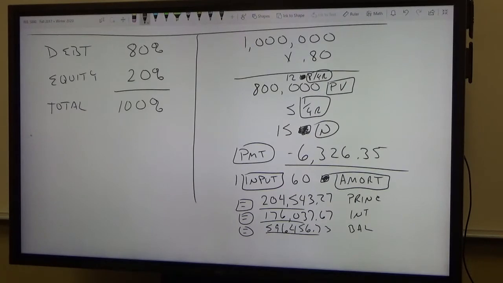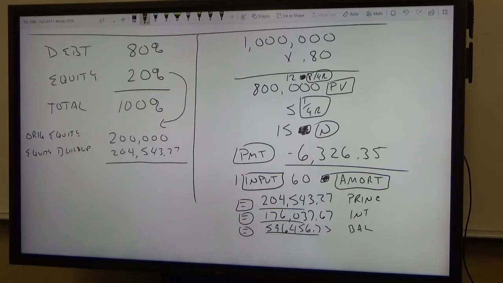All right, our original equity was 20%, or 200,000, right? Okay, our equity buildup is another 204,543.27. So if we were to stop there, that would be 404,543.27, and because we're using a nice $1 million loan, what we're really saying is we now have 40.4% as our total equity. And the remaining 60%, in essence, is our remaining debt. Does that make sense, yes or no?